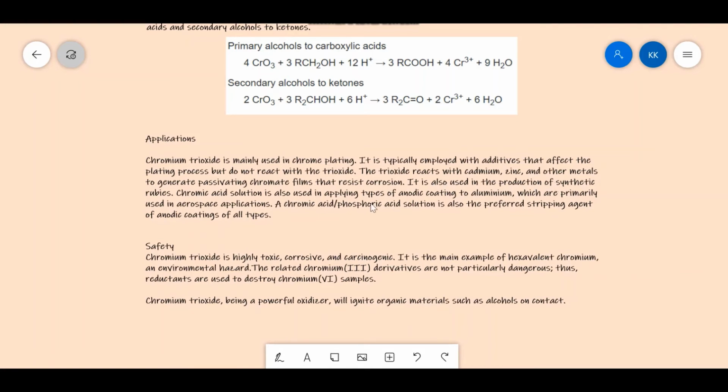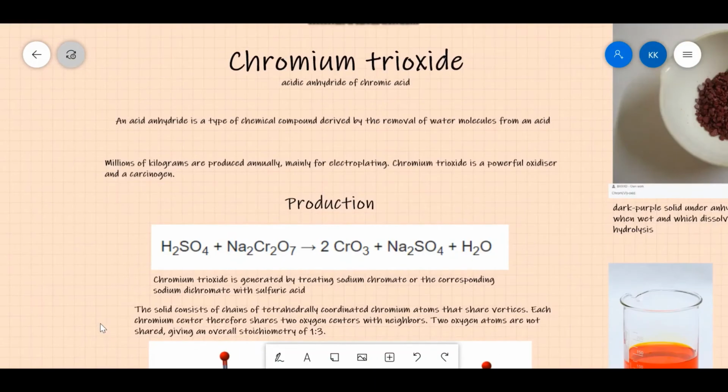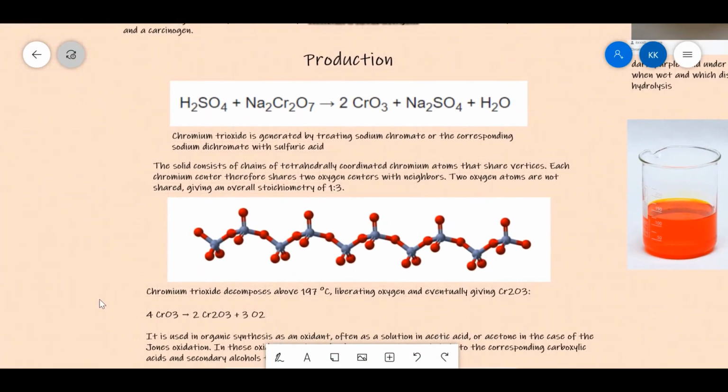It is also used in the production of synthetic rubies. Chromic acid solution is also used in applying types of anodic coating to aluminum, which are primarily used in aerospace applications. A chromic acid phosphoric acid solution is also the preferred stripping agent of anodic coating of all types. So you can see it is very useful in the industry of electroplating, and it has very high application in the aerospace industry as well. So it is a very important reagent, which was pretty evident by the amount I had mentioned before. Millions of kilograms are produced annually.